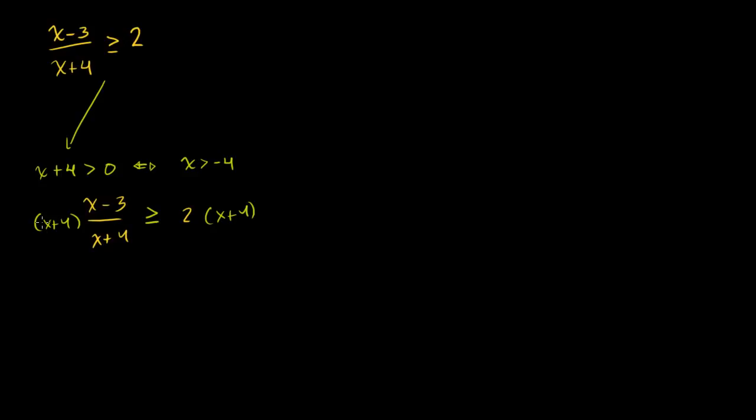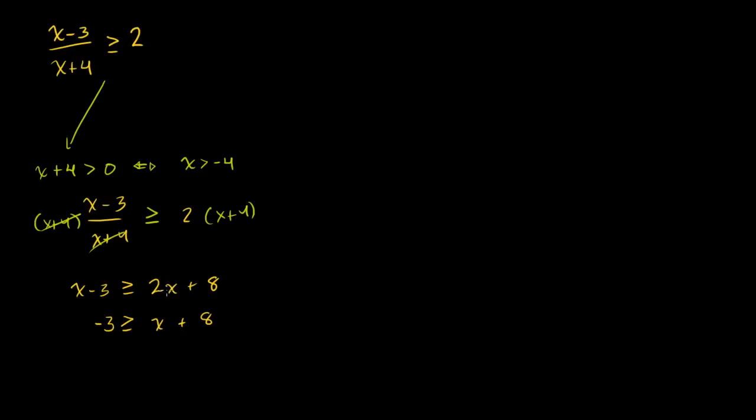The whole reason we did that is because this and this will cancel out. And then we have 2 times x plus 4. Let's see what we get. We get x minus 3 is greater than or equal to 2 times x plus 2 times 4, which is 8. Now what can we do? We can subtract x from both sides. We get minus 3 is greater than or equal to x plus 8. I just took x from 2x.